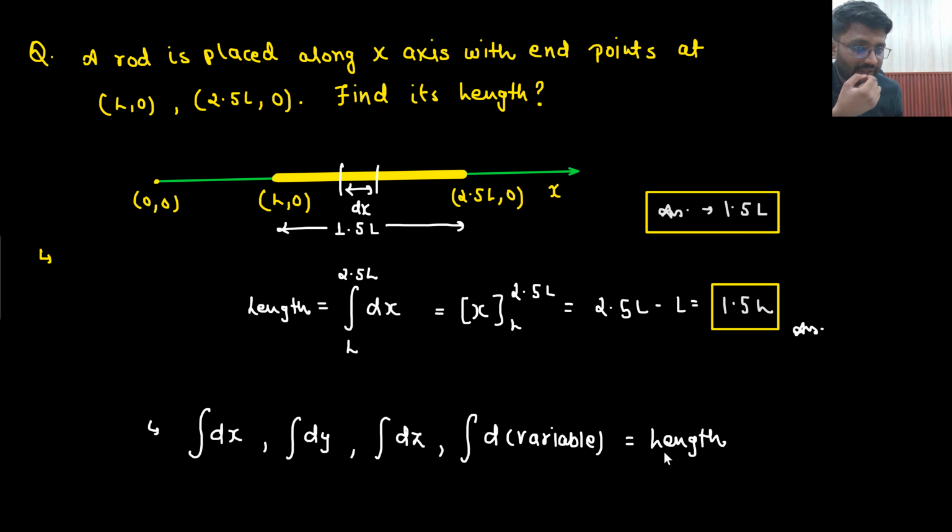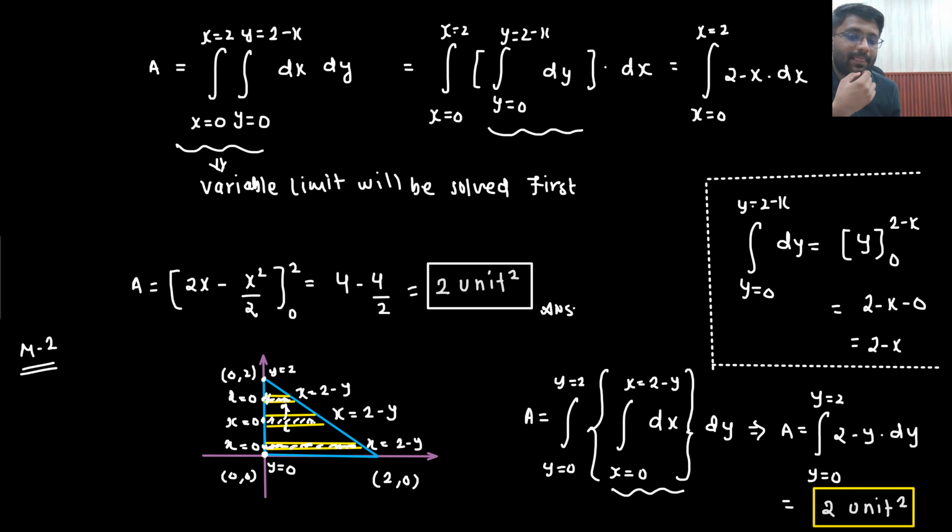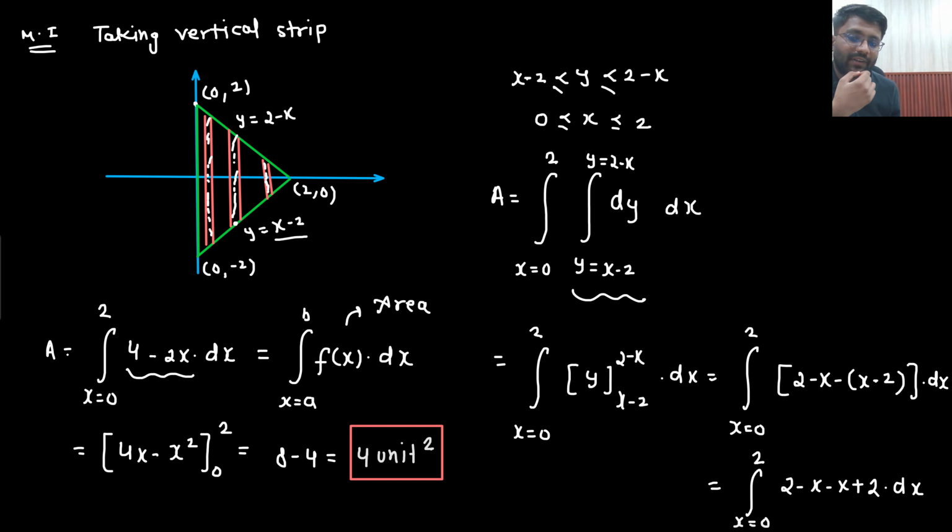Directly dx is there. That's why it would represent the length. But if I say single integration f(x) dx, limit x going from a to b, what would it represent? It would represent the area. So why does it represent the area? Is it clear to you or not?